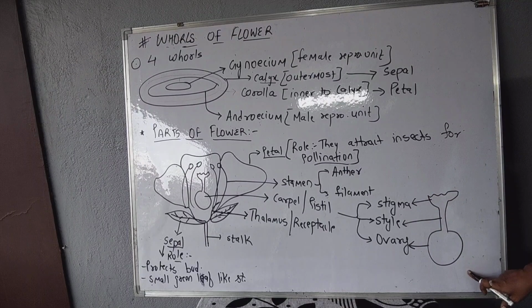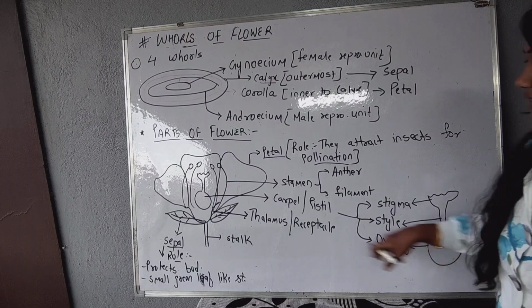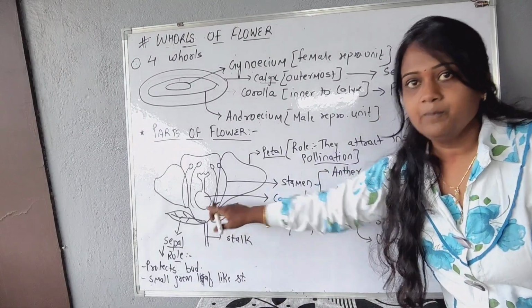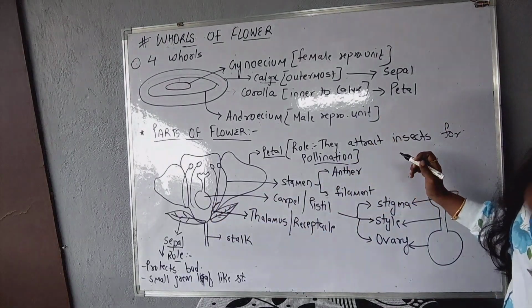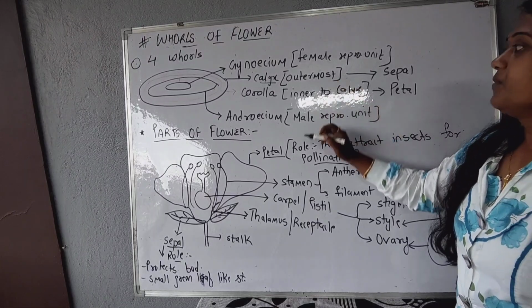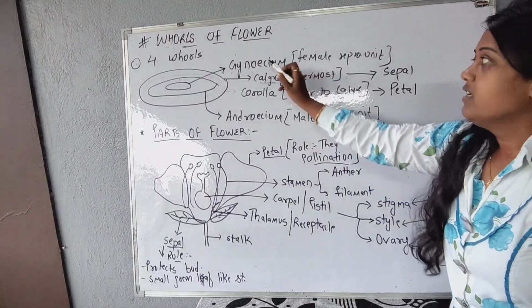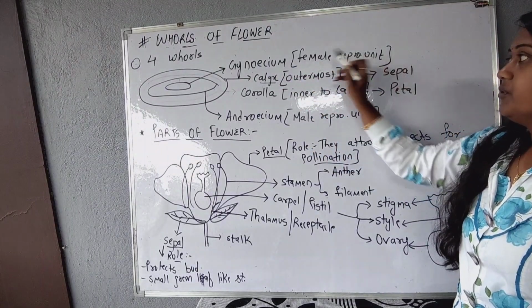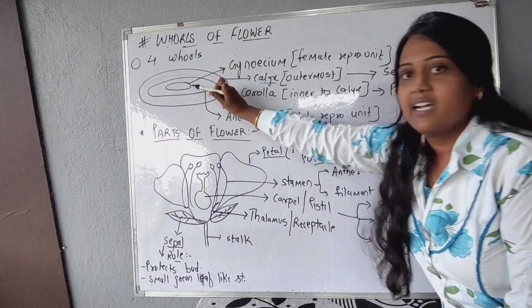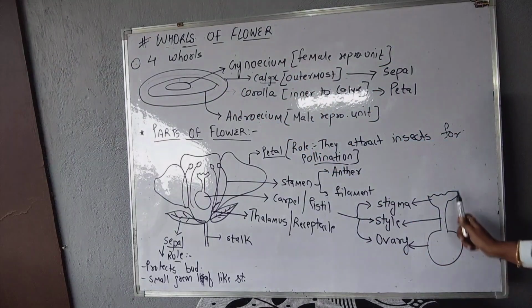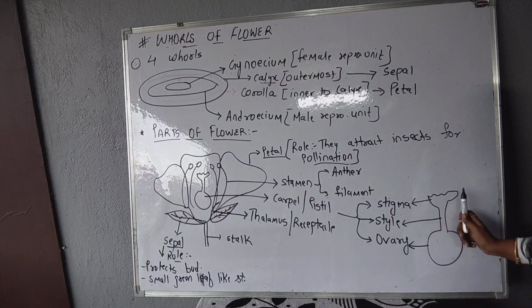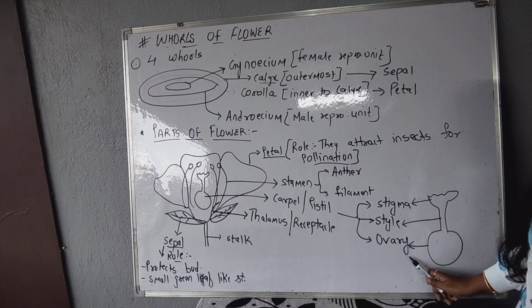This is the female reproductive unit, and it is present at the centermost position. The whorl of this female reproductive unit is called gynoecium. See, at the topmost, gynoecium, the female reproductive unit. This is the centermost whorl, and one of its members we have drawn here. This is carpel or pistil, having three parts: stigma, style and ovary.